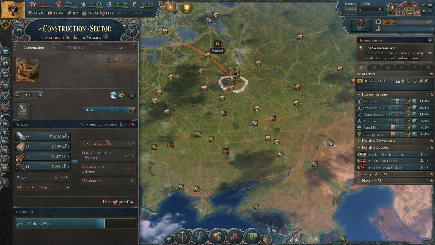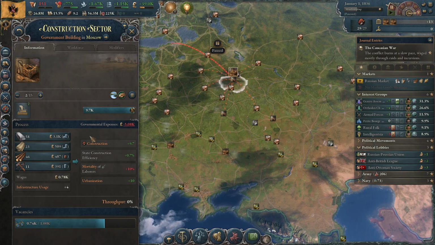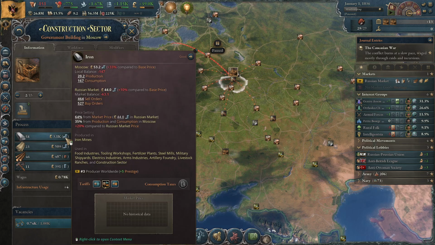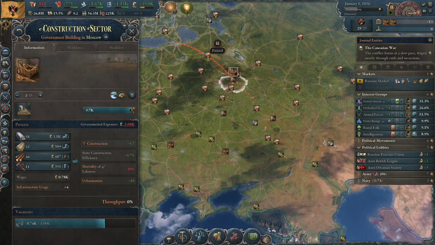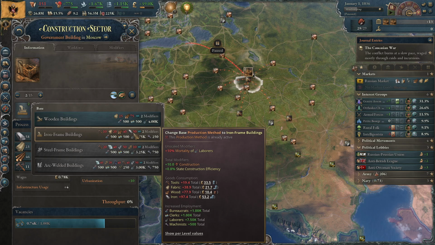So once you've built those construction sectors that you can reasonably afford or borrow for, your next goal is to focus on the main items that are increasing that construction cost. What is being driven up in expenditure? What is costing you the most to build? In this case with iron frame, it will usually be iron and tools, because by switching over to this, we're actually using less fabric and less wood while getting more construction points.